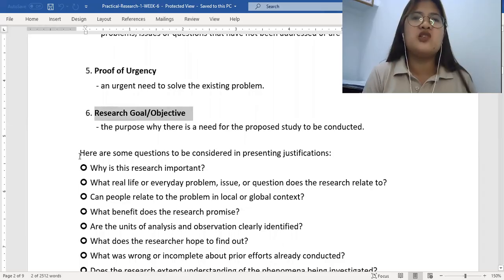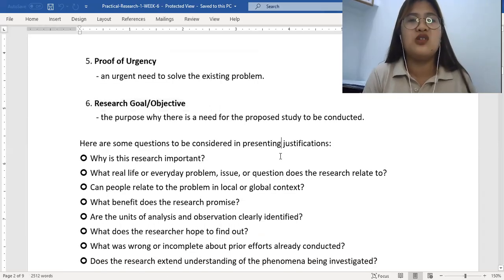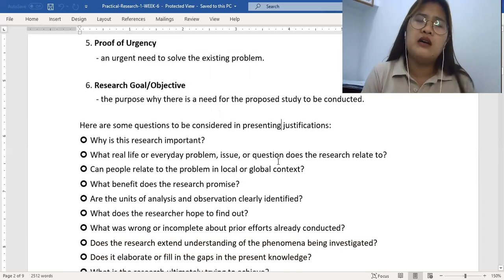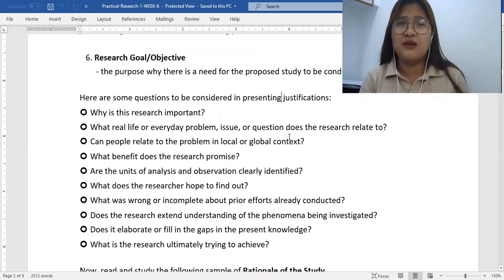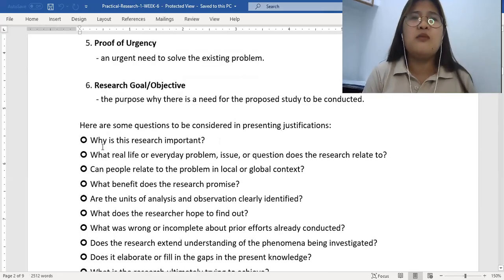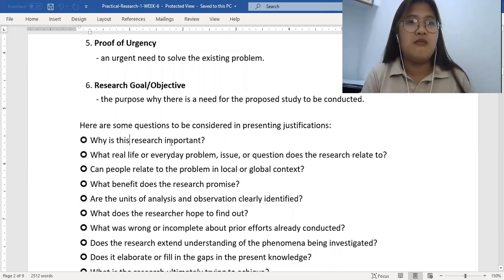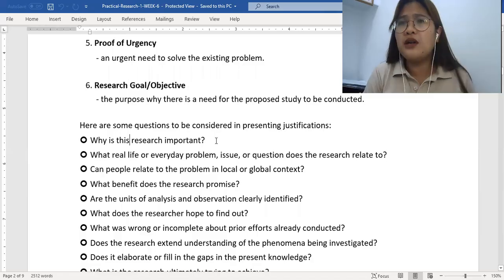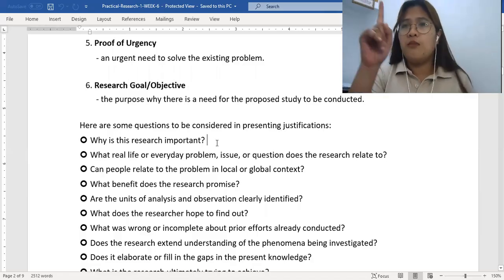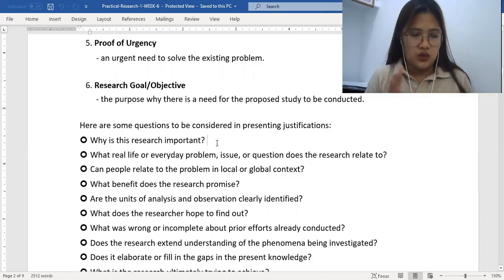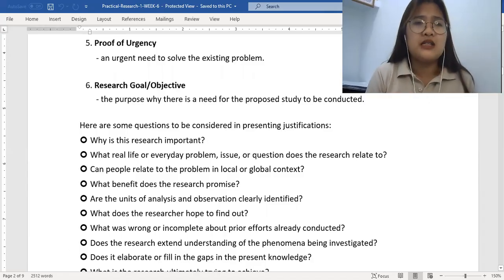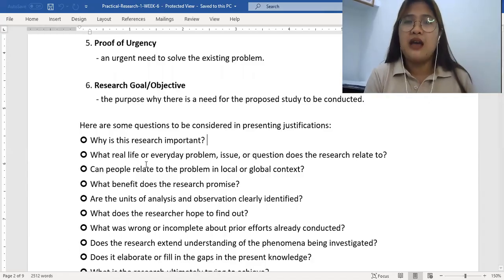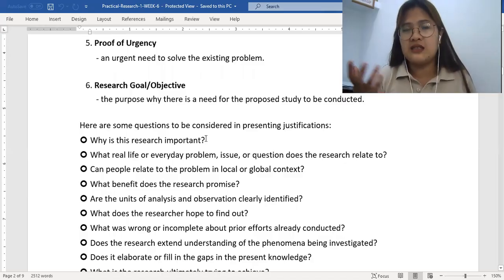Okay? Here are some questions to be considered in presenting justifications. So, minsan, ang hirap ng gumagawa ka ng isang paragraph nang wala kang guide questions. So, ito yung mga questions na pwede mo sagutin habang sinusulat mo yung rationale ng study mo. So, why is the research important? So sagutin mo. Bear in mind, in whatever writing that you do, it is the best for you to always have evidence or a corresponding source. So, mas effective yung may mga in-text citation.